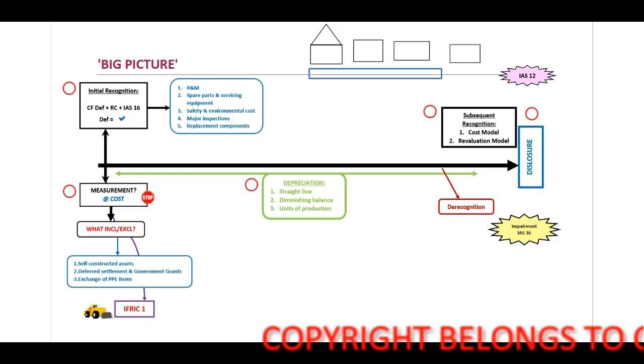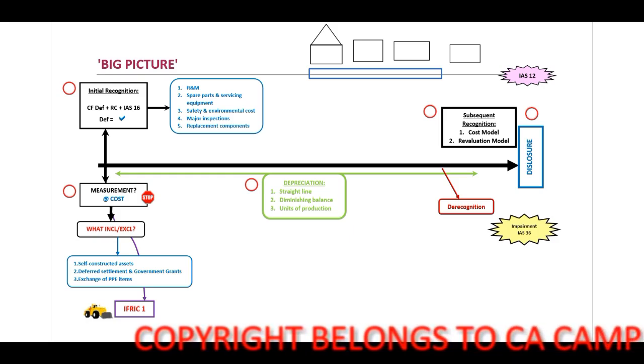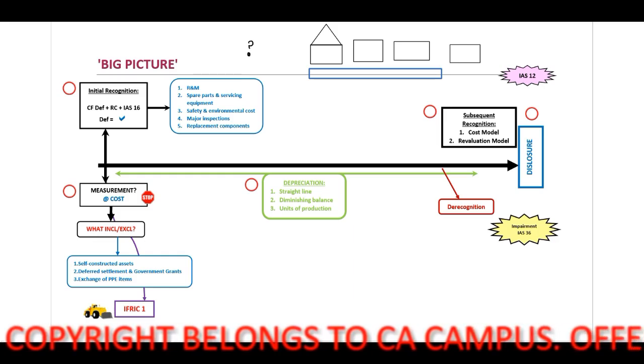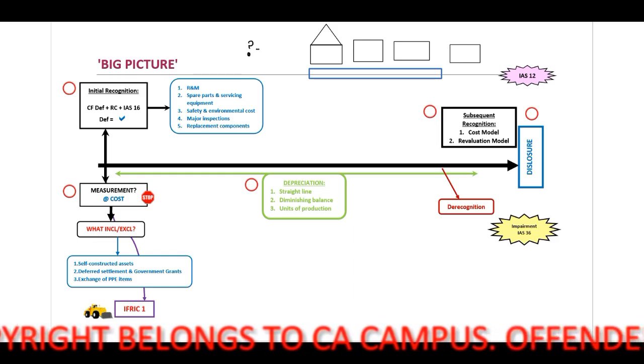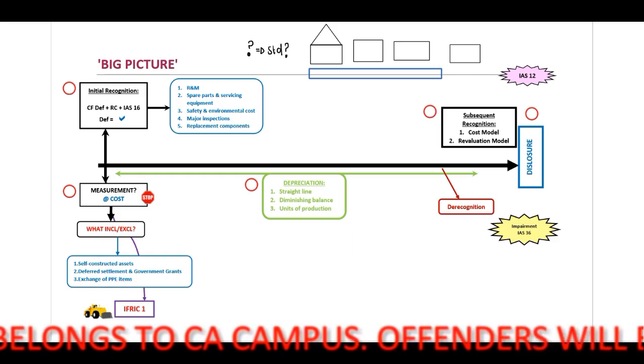Now, you need to be able to identify from a comprehensive question, when you read through a paragraph, which type of asset are you currently busy with? Why is this important? You need to identify which standard to apply.